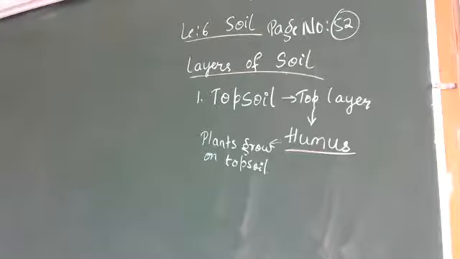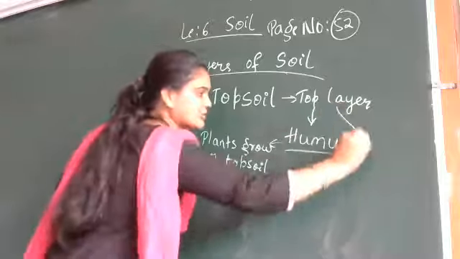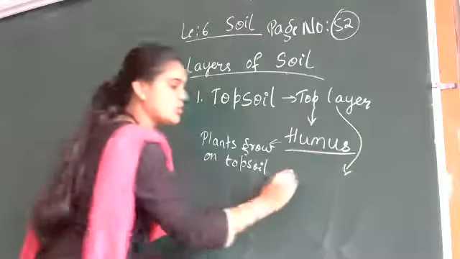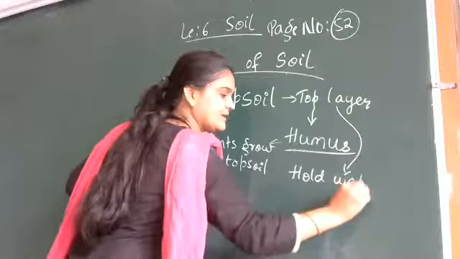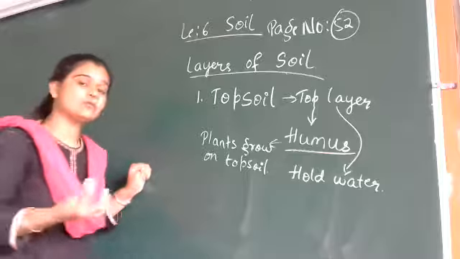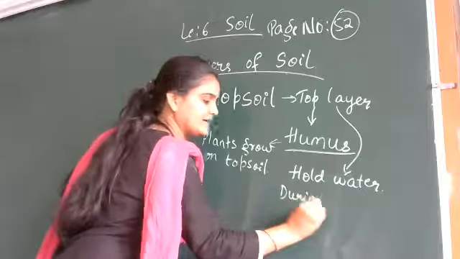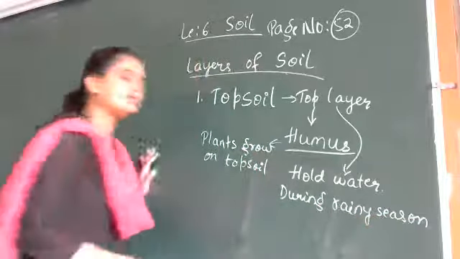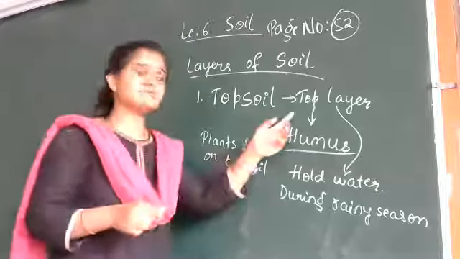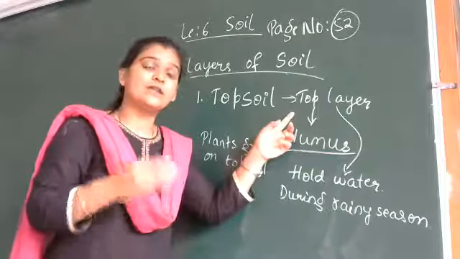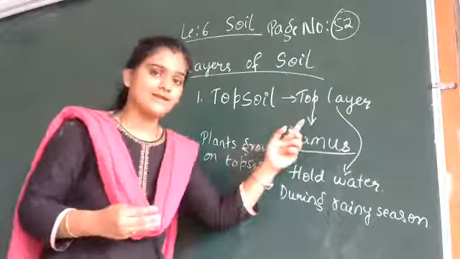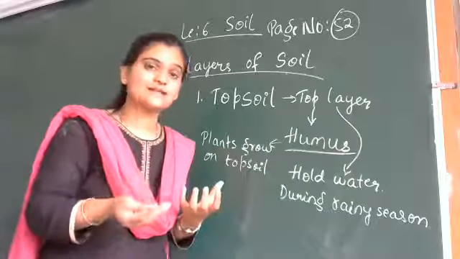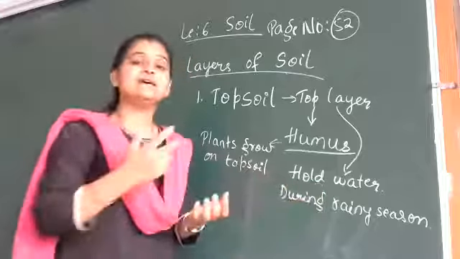And topsoil is very precious. It will not only allow the plants to grow, but it will also absorb rainwater. Yes or no? The top layer has the capacity to hold water, a large amount of water during the rainy season. It is not like only one mug of water falls on the topsoil. It is a continuous flow of water which is collected in the top layer, and the top layer not only gives shelter to the plants but also holds water during the rainy season.